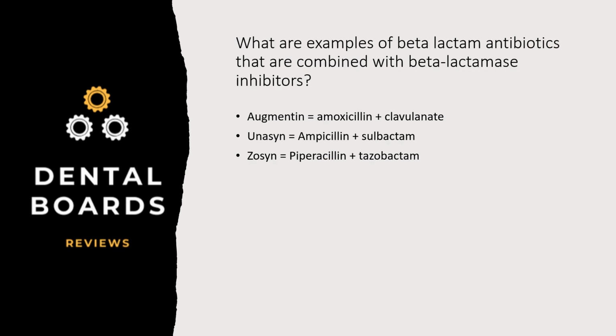So some examples of antibiotics that are combined with beta-lactamase inhibitors, which I mentioned in the previous slide. We have Augmentin, which is amoxicillin with clavulanic acid, Unasyn, ampicillin with sulbactam, and Zosyn, which is piperacillin with tazobactam.